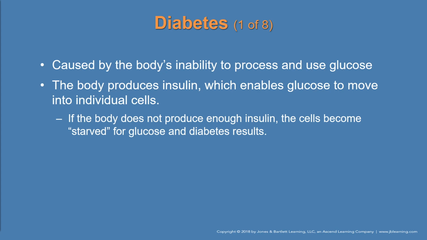If the body doesn't produce enough insulin, or if the insulin that it produces is the wrong kind, then the cells become starved for glucose and problems result. So many diabetics have to take supplemental insulin injections, but there are types of diabetes that can be managed through diet and other modification.